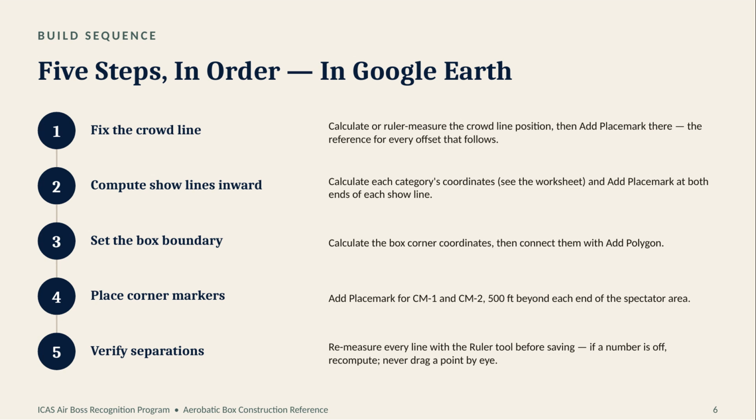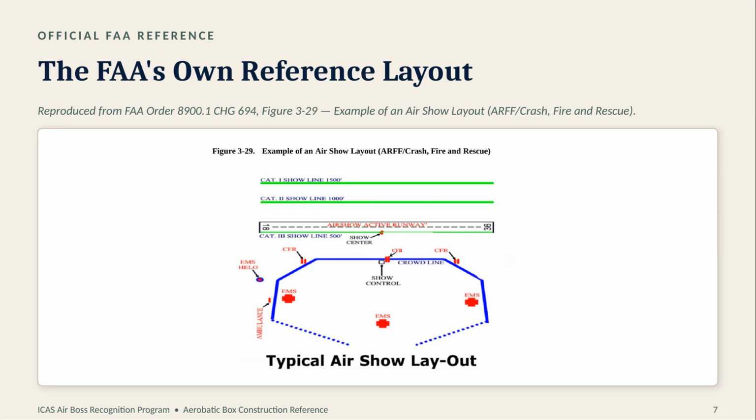The next 2 slides show you what a correct FAA-approved layout actually looks like before we get into the coordinate math. This is the FAA's own reference layout, reproduced from Order 8900.1, change 694, figure 329, titled Example of an Airshow Layout for AF, Crash, Fire, and Rescue. Look at how the geometry stacks. Running parallel above the active runway are the 3 show lines. Category 1 line at 1,500 feet, Category 2 at 1,000 feet, and Category 3 at 500 feet, all measured from the crowd line at the bottom.